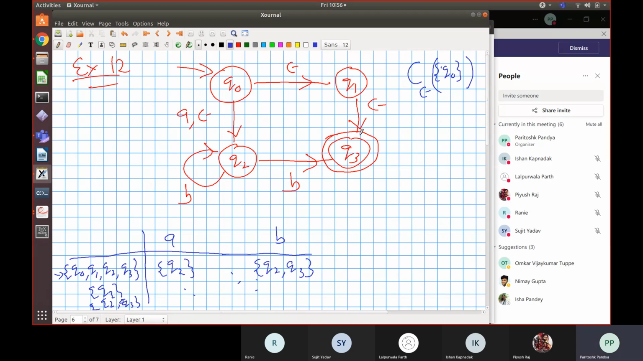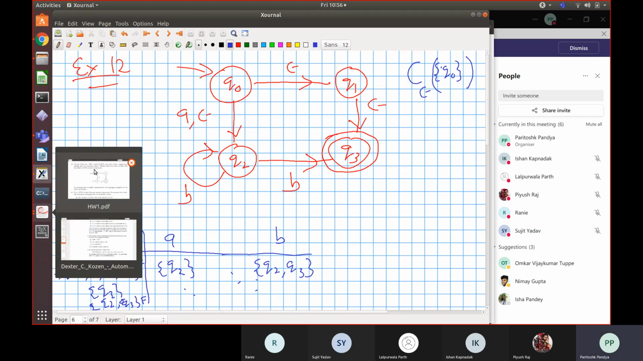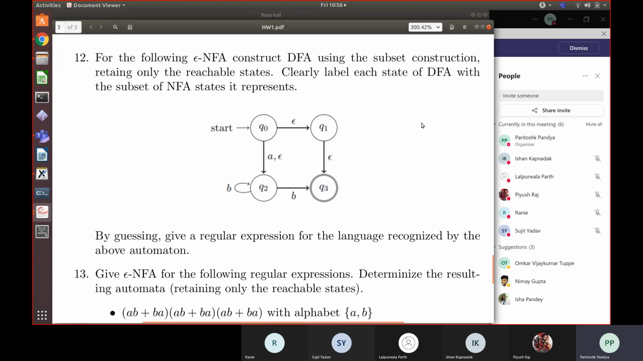Okay. And then which final states will be those in which there is at least one Q3, right? So the first one will be final, this Q2, Q3 will be final, but not the Q2. Okay, so I think you can work out this example yourself in full detail. This is the idea.